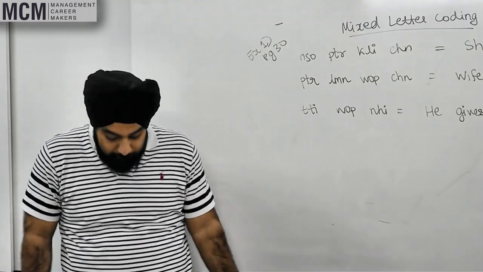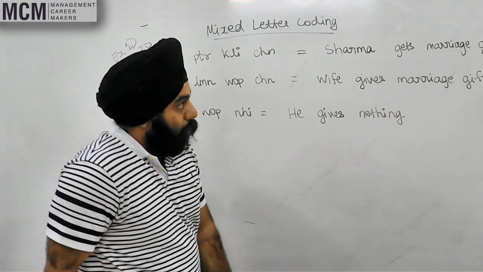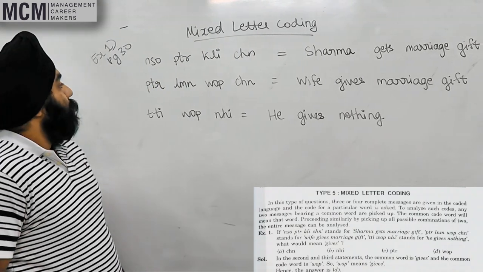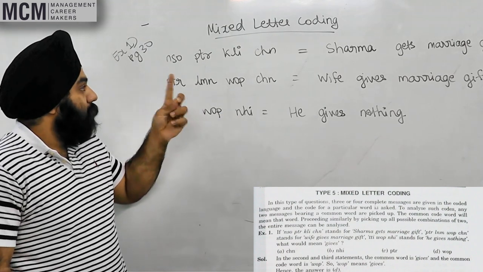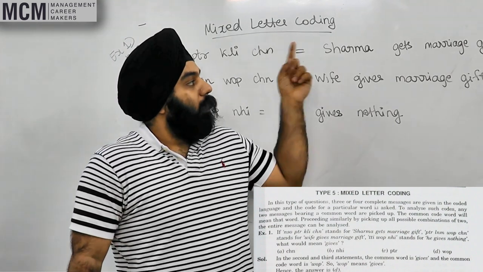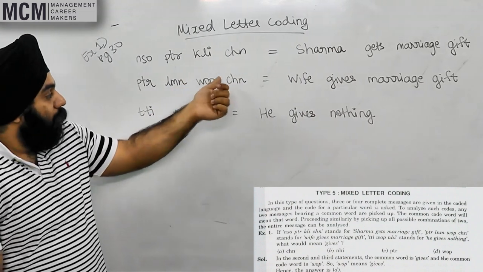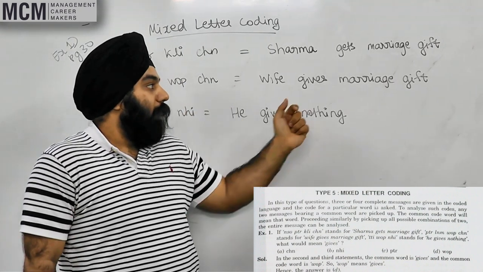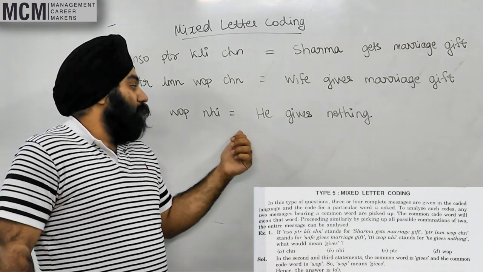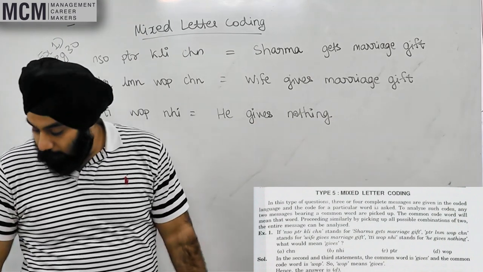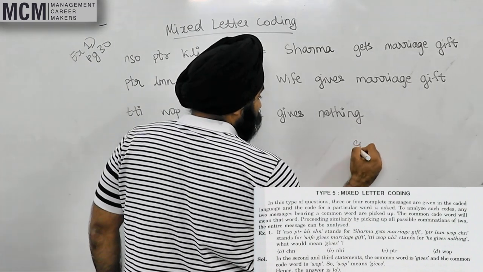So let's look at the first solved example on page 30, which is under mixed letter coding. It states that NSOPTRKILICHN stands for Sharma Gets Marriage Gift. PTRLMNWOPCHN stands for Wife Gives Marriage Gift. TTIWOPNHI stands for He Gives Nothing. So, what would the word gives stand for?